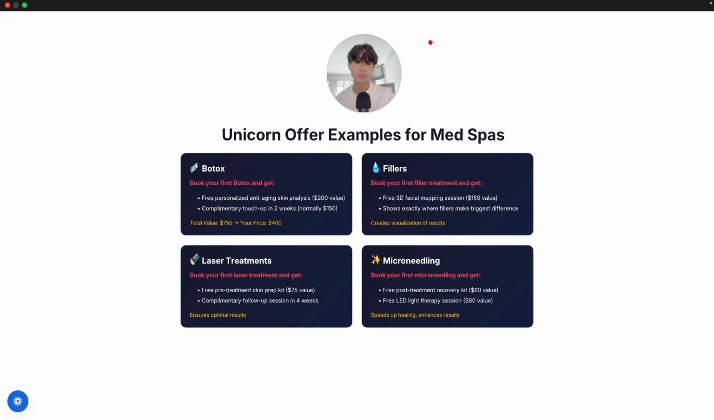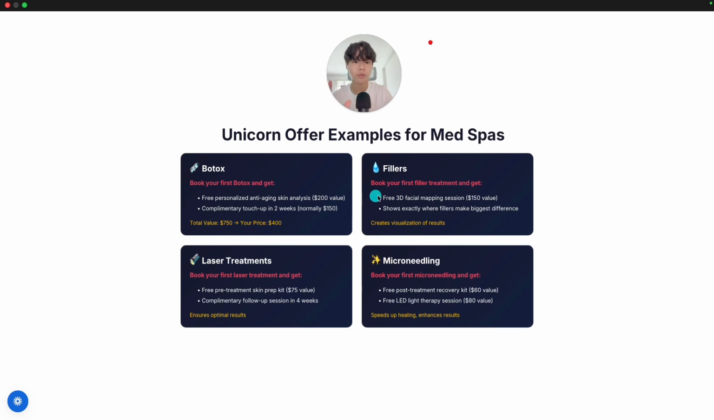Right, so just to put into perspective, here are some unicorn offer examples for med spas. We have Botox, fillers, laser treatments, and microneedling, right? So let's say for Botox, okay, you can say something along the lines of book your first Botox and get a free personalized anti-aging skin analysis that's worth $200. And you can also get a complimentary touch-up in 2 weeks, normally worth $150, and the total value will be $750, now for $400. Okay, and for fillers, it can be something like book your first filler treatment. You can get a free 3D spatial mapping session worth $150 and show exactly where the fillers make the biggest difference, right?